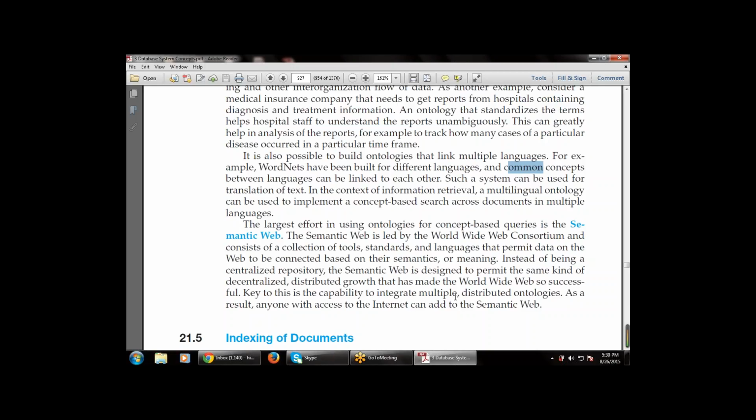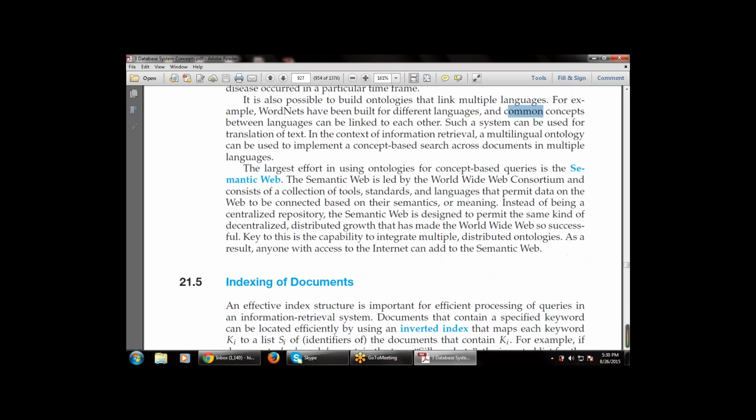So whatever the data that is available, it is connected based on its semantics, based on its meaning. Instead of being a centralized repository, the semantic web is designed to permit the same kind of data to be decentralized among various parts. And as a result, anyone with access to the internet can add to the semantic web.